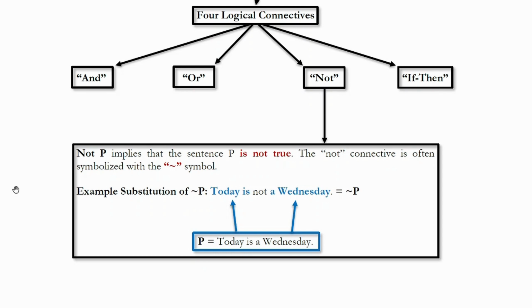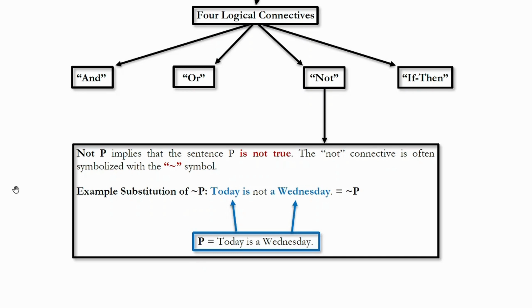Well, I'm currently recording this on Saturday, January 16th, 2021, and so it is in fact true to say that it is not a Wednesday. And how is this a substitution instance? How is it an example of the not P form?